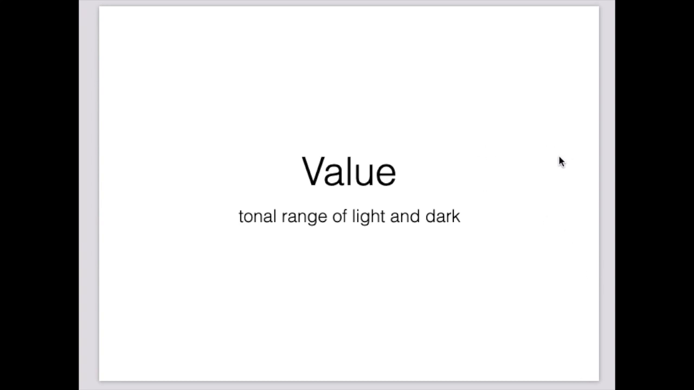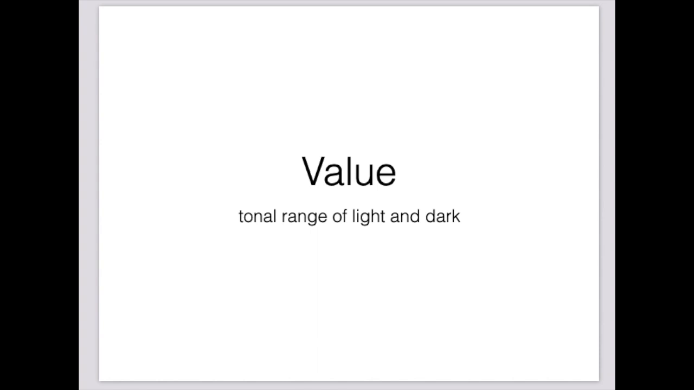Okay, the last topic that we're going to talk about in this class, as far as technical drawing techniques, is value. Value is the tonal range of light and dark. So up until this point, which is the majority of the class, we've been working with line. So we're going to step away from line. I don't want to see any more outlines, especially any dark outlines in your drawings from this point on.